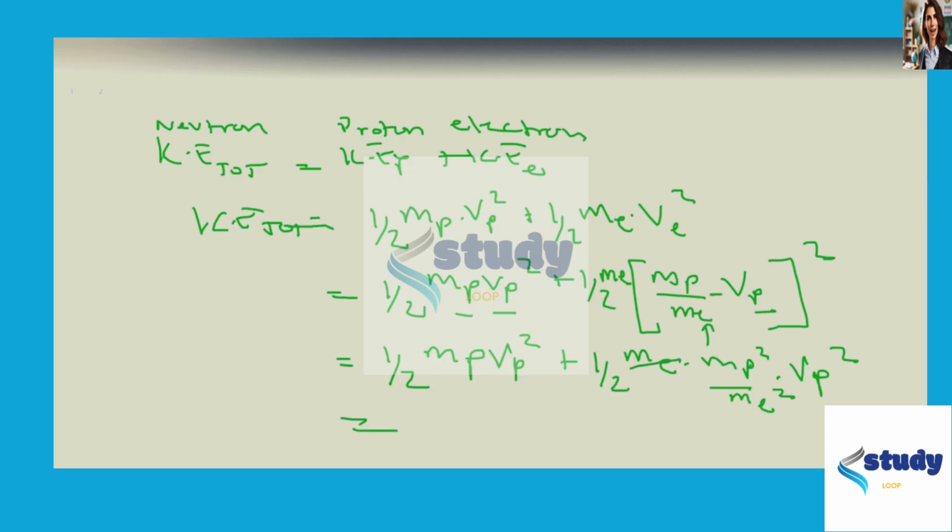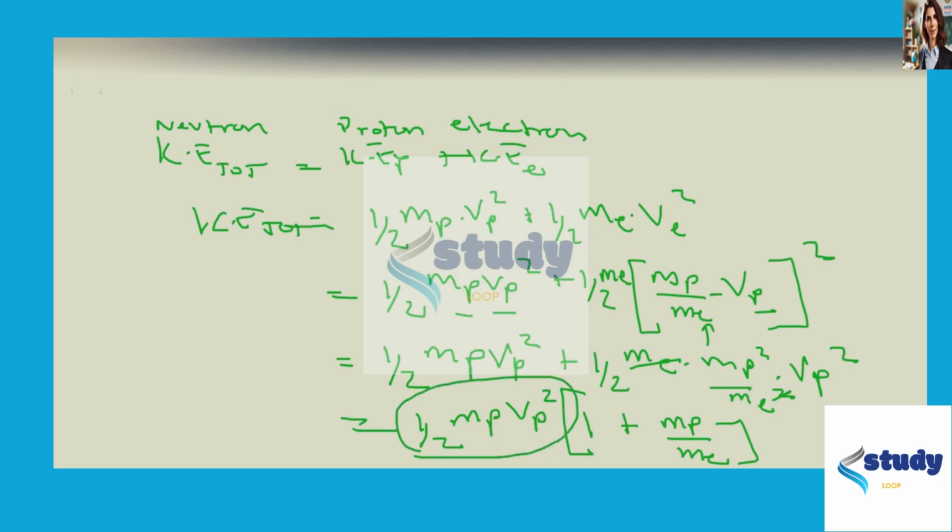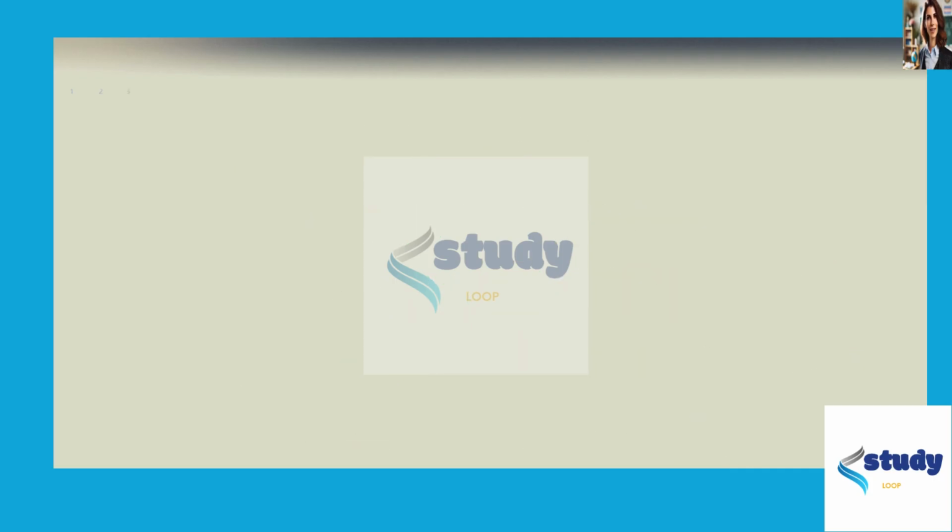So this will cancel one of these, and we're left with 1/2 mass of proton, velocity of proton squared, and then 1 plus mass of proton over mass of electron. So this is just pure algebra. And so in the next page, we notice something special. This one is the kinetic energy of the proton. So we're going to use that in the next page.